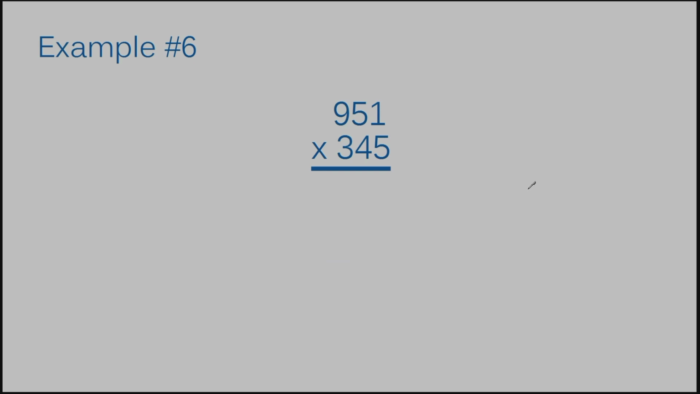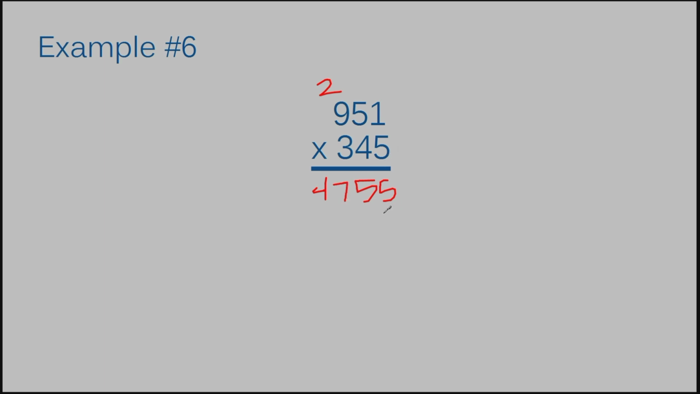Example number 6. Okay, we have 3 numbers on both the top and bottom. So this is going to be an extra line for us, okay? Let's see what this is going to look like. 5 times 1, 5. 5 times 5, 25. 5 times 9 is 45 plus 2 gives me 47.